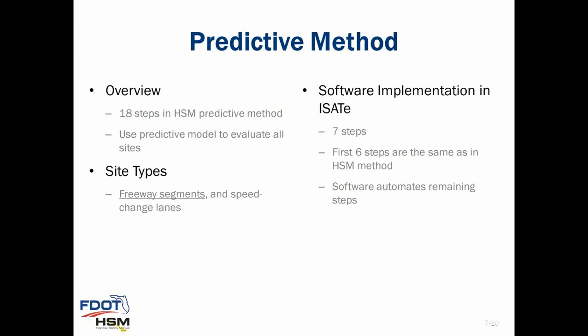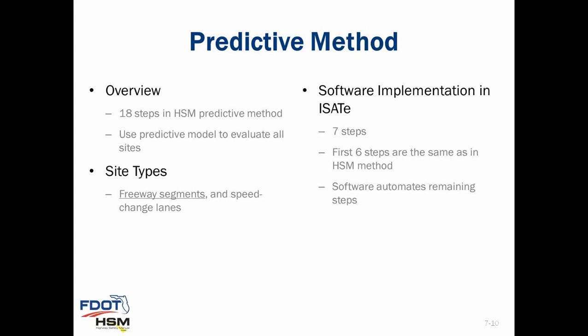The HSM tells us that a predictive method consists of two things. One is a set of predictive models, which we have just discussed, and the second is the guidance for using these models. This guidance consists of an 18-step process that is used to evaluate the safety of a site or a group of sites or an entire roadway facility. In the Freeways chapter, a site is considered to be a freeway segment or could be a speed change lane. In the interest of time today, we're only going to focus our discussion on freeway segments.